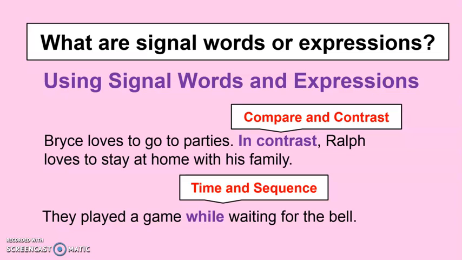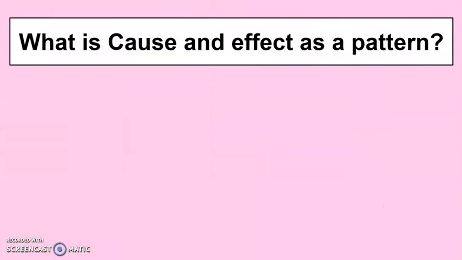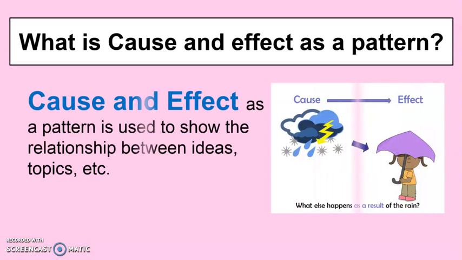In this lesson, we will be focusing on a certain pattern, and that is cause and effect. Cause and effect as a pattern of paragraph is used to show the relationship between ideas and topics, and so on. It describes how one event affects or influences a later event, or what caused an event to take place. So that's the cause and effect pattern.